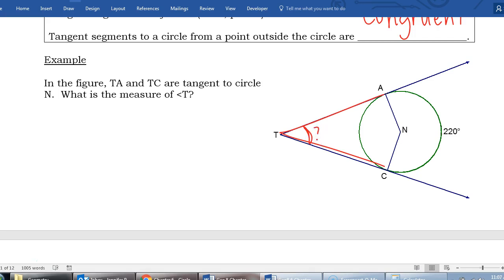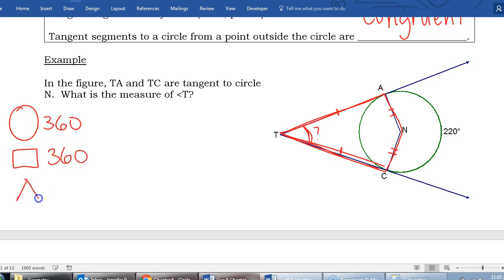Now, I know that tangent segments are congruent, so I know this piece and this piece are congruent, the same length. And I also see a couple radii, AN and NC. Those are going to be the same length because they are radii in the same circle. And that gives me a kite now. So there are some things that we need to remember from previous chapters. We should know that a circle makes 360 degrees. We should know that a four-sided shape, squares, kites, rectangles, also make 360 degrees, and that triangles make 180 degrees.